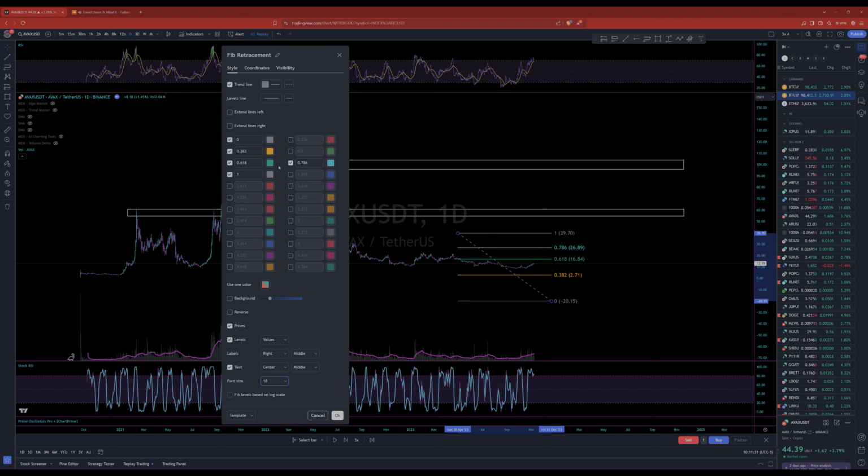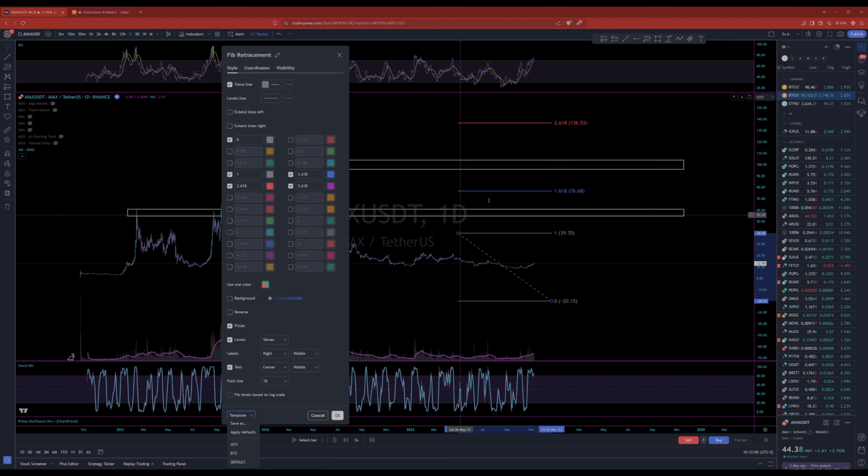So I already have my template saved, but you can change your colors. I'm gonna load mine, but you save yours as default, and then create another one. So remove anything under 1 and add the 1618, 2618, 3618, and save that as ATH, all-time high, and that'll help you identify areas to take profit at on the way up.